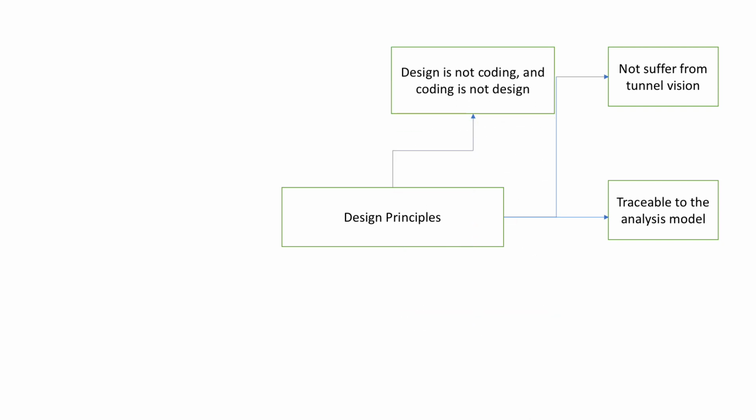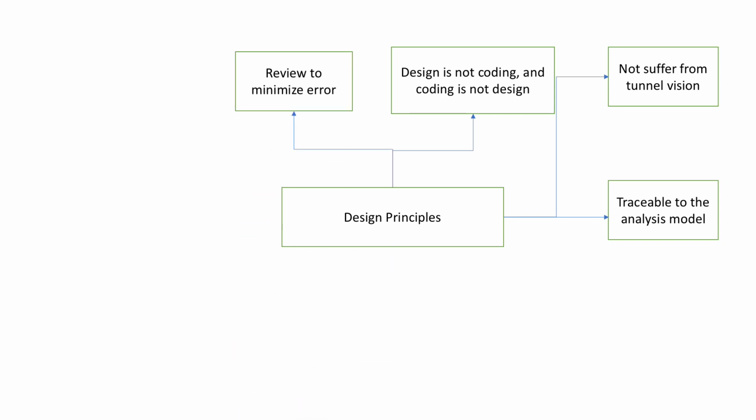Design is not coding and coding is not design. Design means describing the logic of the program to solve any problem, and coding is a type of language that is used for the implementation of a design. So this clearly states that design is not coding and vice versa. Coding is not design.